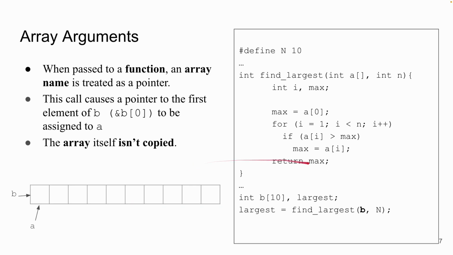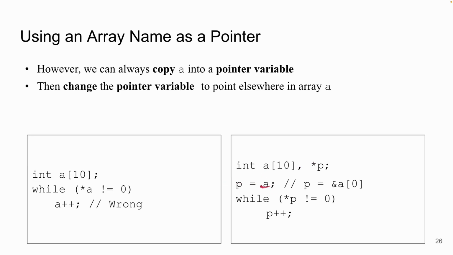However, we can always copy the value stored inside the name of the array to another pointer variable, like the pointer variable P. We can copy the value to P so that we can make P point to A[0]. Then we can use this for loop to increment P itself to make P point to another element in the array, so that we can visit all the elements of the array using P.